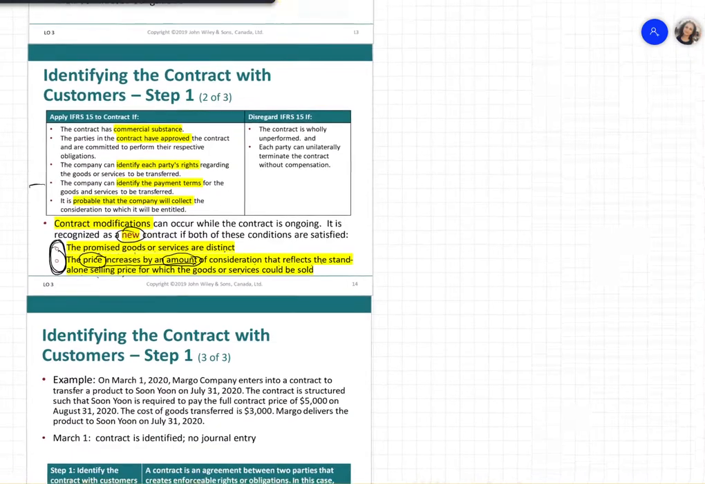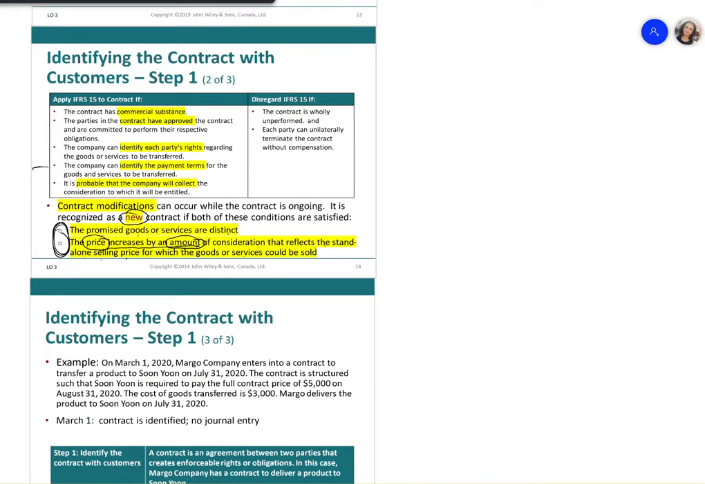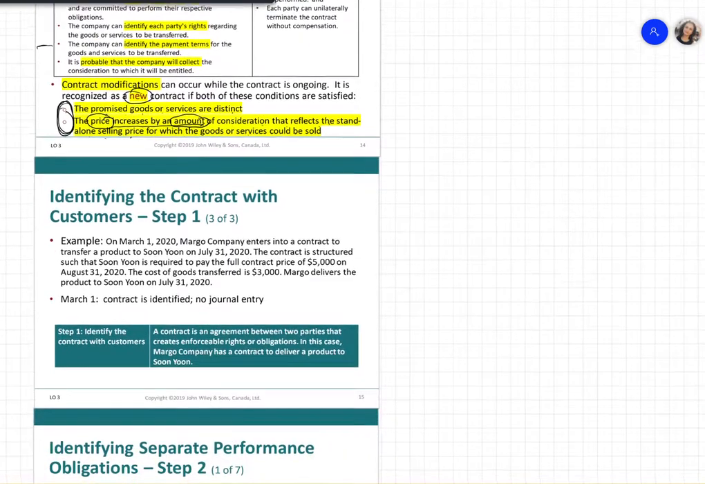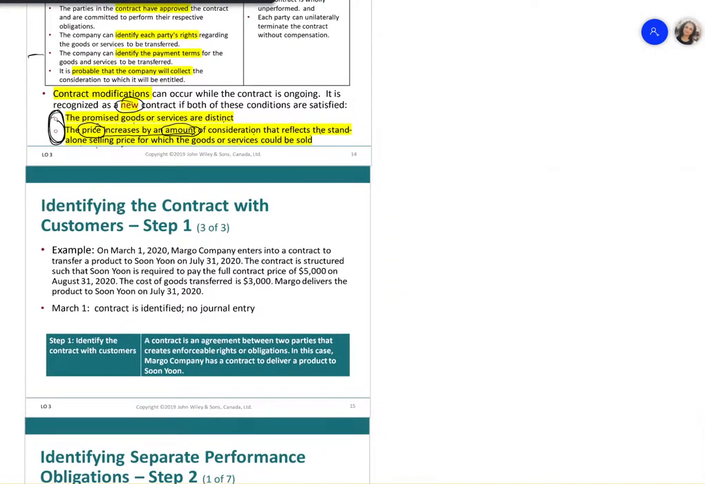So these are the two things that have to be there in order for us to make a new contract. But if these two are not there, then we can make the changes to the existing contract. Sometimes we can change the date, so the amount isn't changed. Then we're just changing the date. When you identify the contract with the customer, when do we know when to identify the contract?